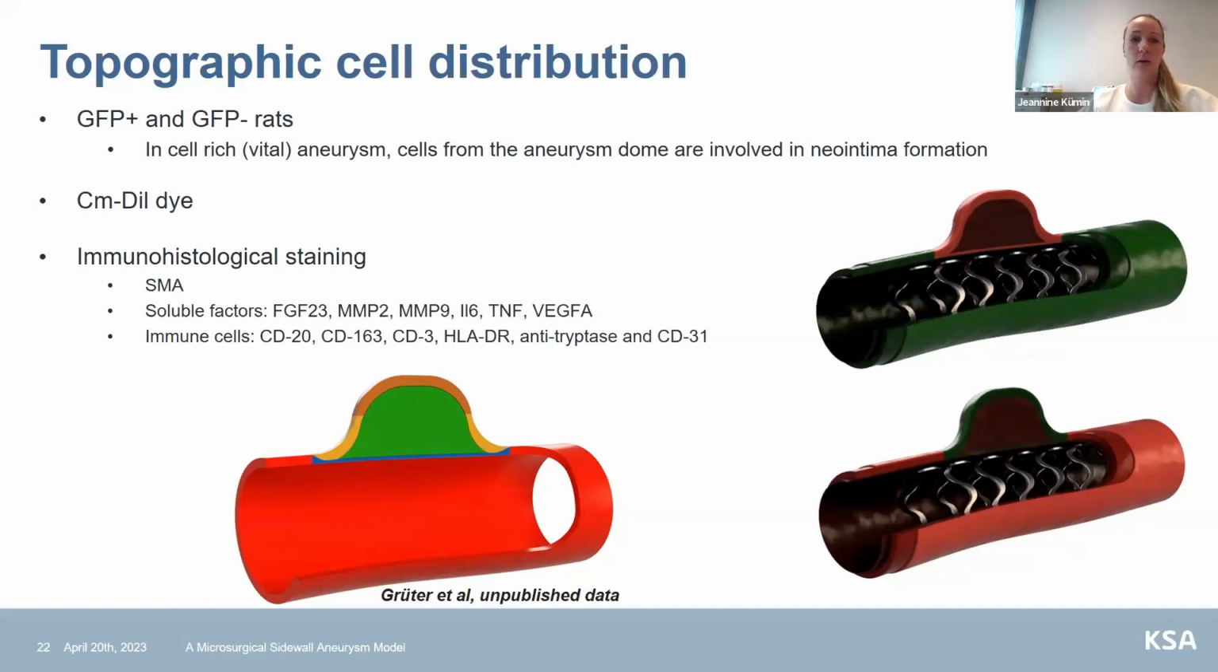The other way, as we already described, was the cmDil dye. And last but not least, we have the immunohistological stainings, which can be used either for soluble factors or also for immune cells to see the distribution within the aneurysm dome, but also inside the aneurysm neointima or the aneurysm walls.